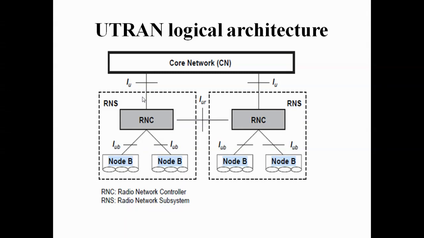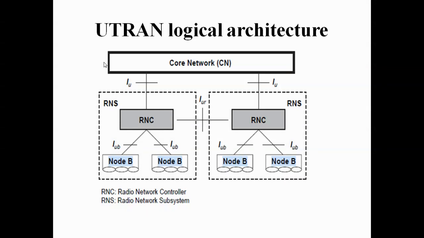The radio network subsystem has two main logical elements. One is Node B and the other is the radio network controller, RNC. These are the two main logical elements present inside the RNS subsystem. These two play a vital role, that is Node B as well as RNC. In upcoming slides we will discuss the responsibilities of each element, that is Node B and RNC.